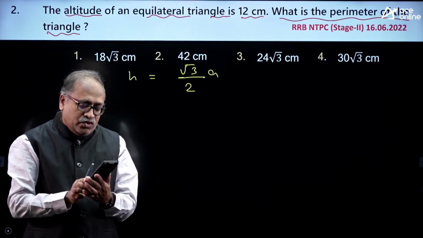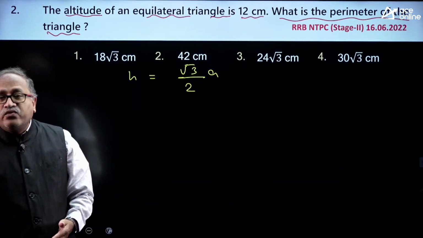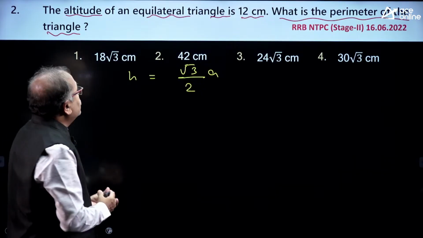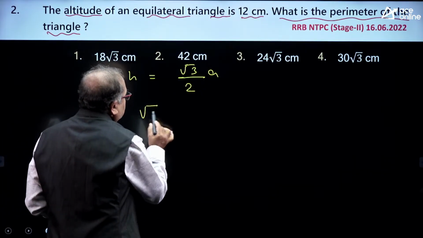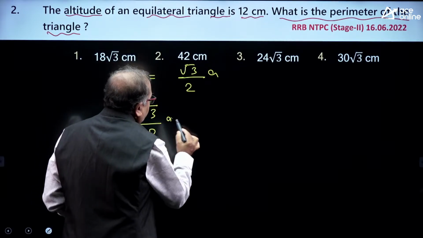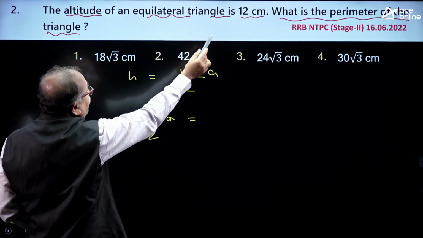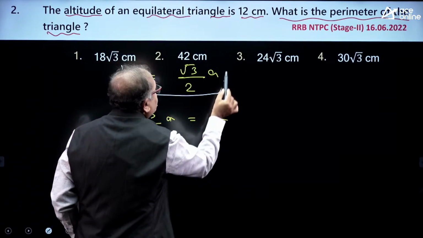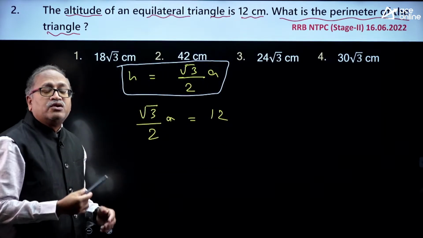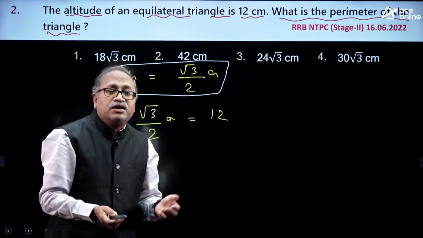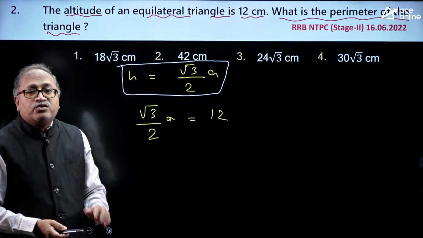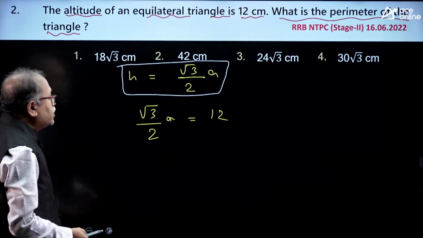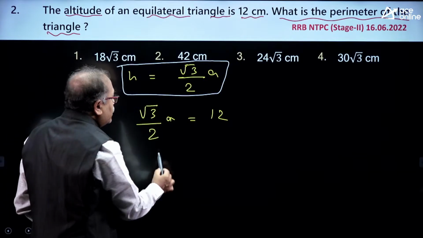Okay, 24 root 3. Aim, you are very active. Well done, well done. How might you have done this one? So I will take this one as root 3 by 2 a, which is equal to how much is given? Height. Height is 12. So all is just about knowing this particular formula. As you keep attending and repeating these formulas again and again, permanently it will be there in your mind till you get success for the job.